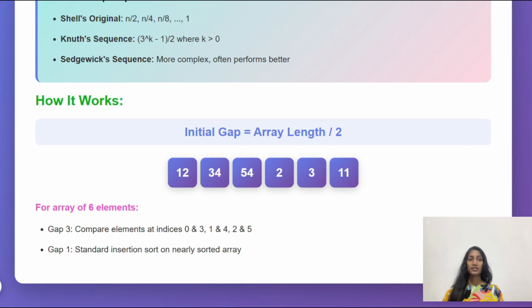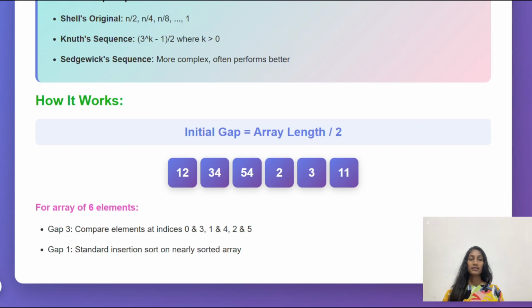Step 1. Gap equals 3. With a gap of 3, we compare elements that are 3 positions apart. This means comparing index 0 and 3, 12 and 2. Since 12 is bigger than 2, we swap them. The array now looks like 2, 34, 54, 12, 3, and 11.